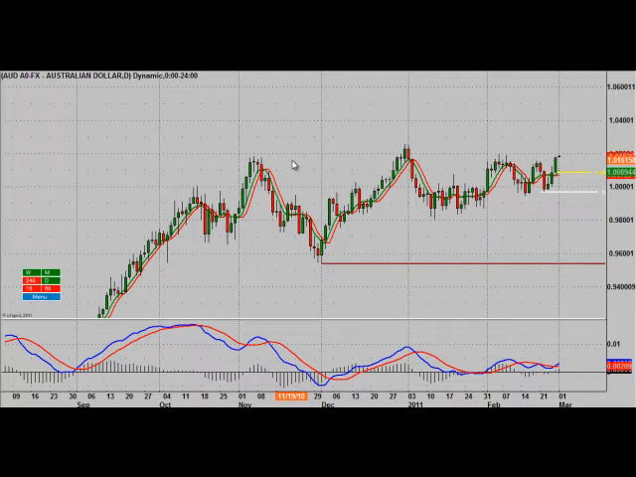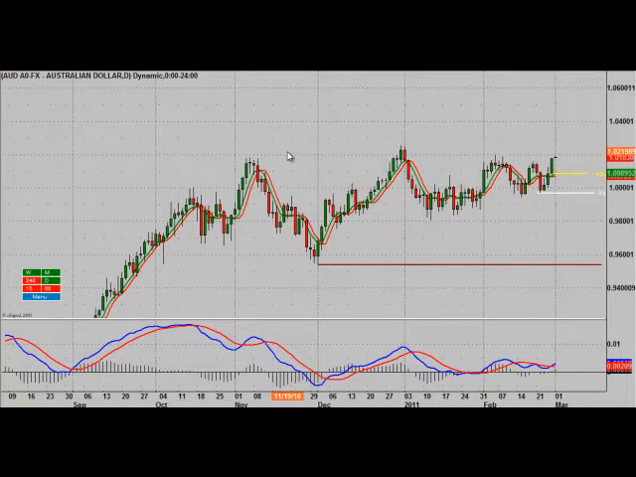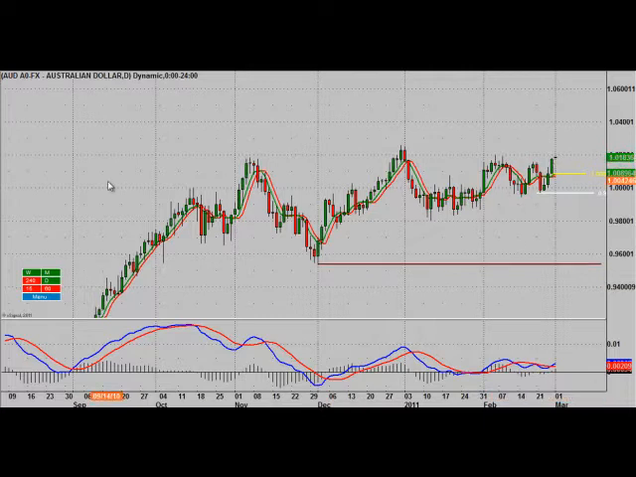Unless something happens to create a panic somewhere and run people into U.S. dollars, I think you're probably going to see higher prices here on the Aussie. The primary reason I say that, almost always the reason I say anything market related, is that's what price is telling me. The monthly trend is up, the weekly trend is up, the daily trend is up.